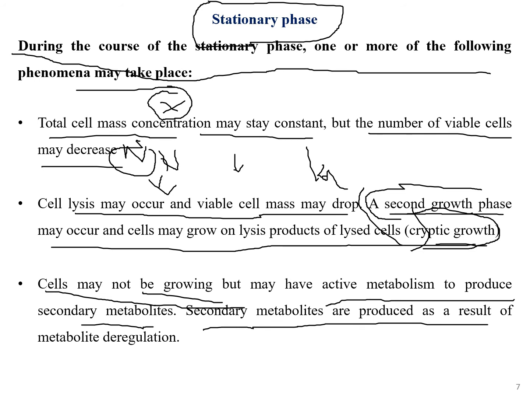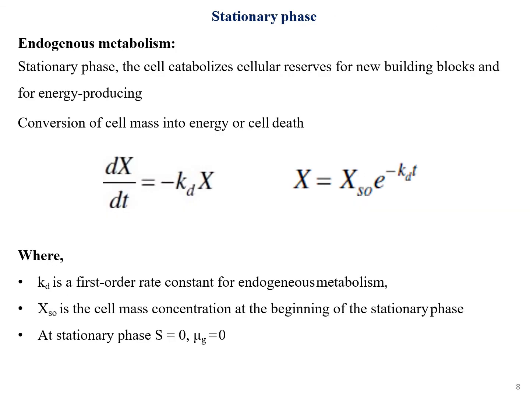So secondary metabolites are produced as a result of metabolite deregulation. So this is the phase where we see the formation of secondary metabolites, in the stationary phase. Moving on, let's talk about some of its conversions and denotations.